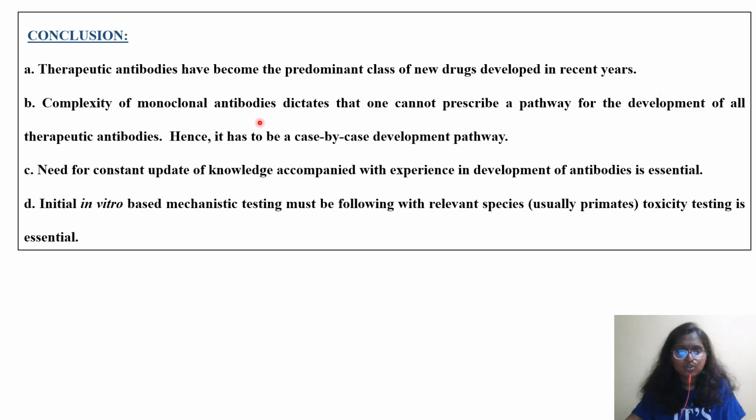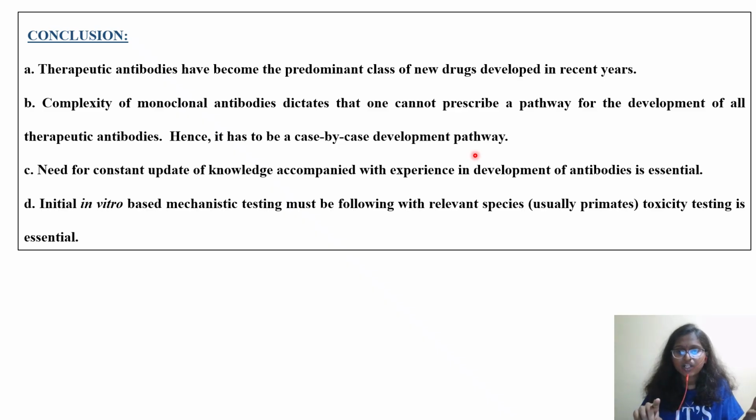Complexity of monoclonal antibodies dictates that one cannot prescribe a pathway for the development of all therapeutic antibodies. Hence, it has to be a case by case development pathway. But for a conventional molecule, there is a well defined pathway based on historical evidence. First, you will do genotox studies, QSAR will be there. Then you will be doing MTD studies. Then you will be doing 28-day or dose range finding studies, 14 days. Like that, there is a fixed pathway because hundreds of traditional molecules have already been studied, based on which the IND pathway is well defined.